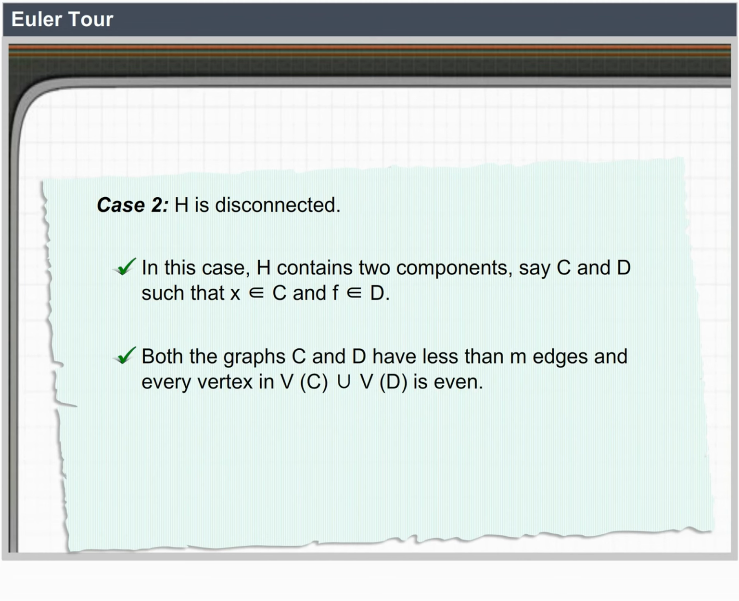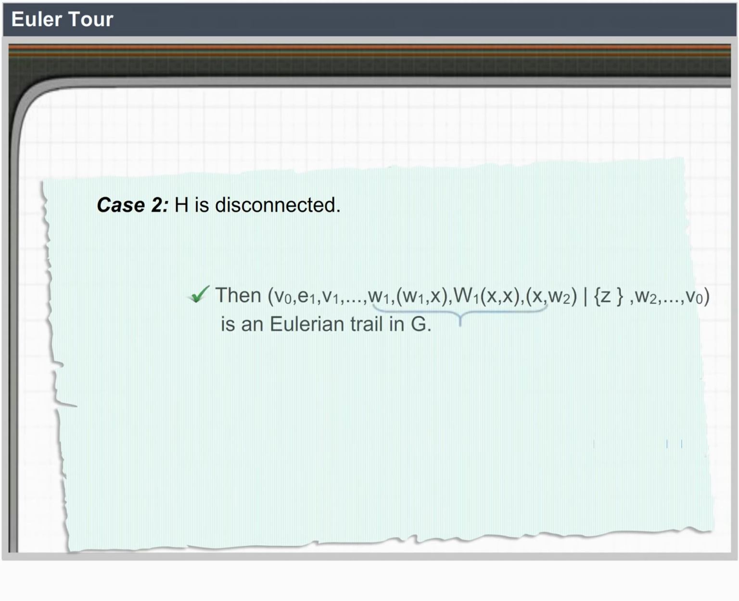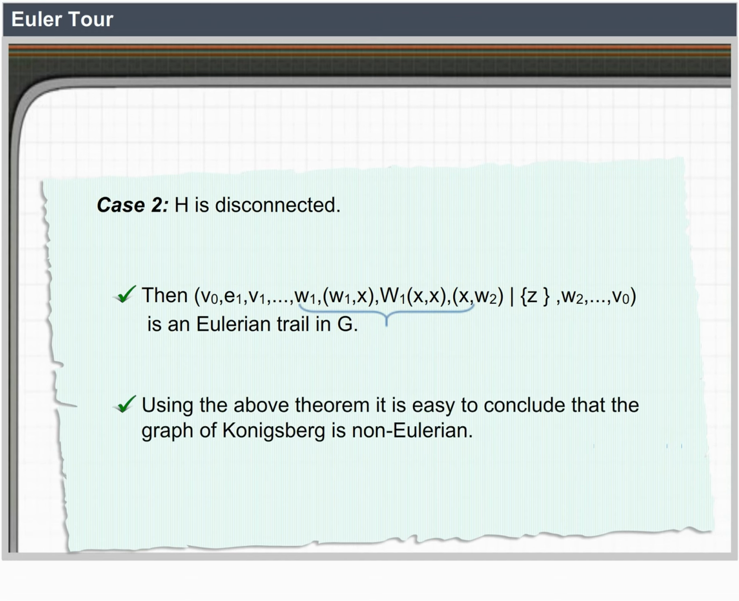Hence, by induction hypothesis, C and D contain Eulerian trails, say W1 of X, X and W2 equals V0, E1, V1, up to V0. Then V0, E1, V1, up to X, W2 or Z, up to V0, is an Eulerian trail in G. Using the above theorem, it is easy to conclude that the graph of Königsberg is non-Eulerian.